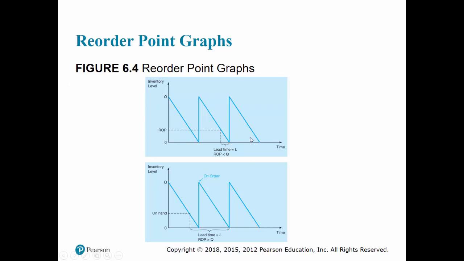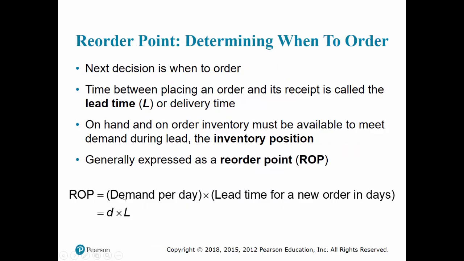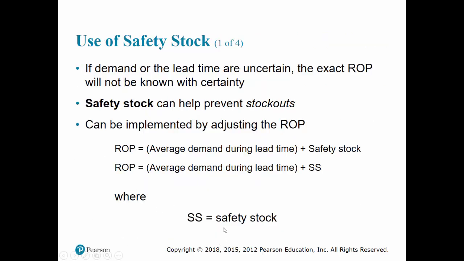But what if the demand is not constant, or the lead time is not constant, or both are not constants? Then your demand rate is not going to be exactly the same every period. It could be a little steeper or a little flatter, right? So to avoid that situation, instead of just using D times L as our ROP, we add what is called a safety stock to it. So your average demand during lead time plus a safety stock.